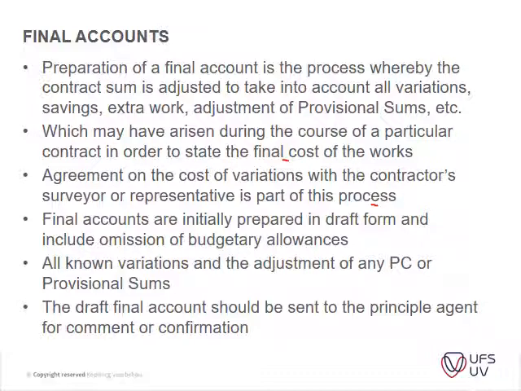Final accounts are initially prepared in draft form and include omissions of budgetary allowances. So it's basically those budgetary allowances that we spoke about, those PC amounts and provisional sums, that are omitted, and the actual cost is then added. So it's, like I said, just an administration type of procedure where you omit the one item and then you just add the new item. The draft final account should be sent to the principal agent for comment and confirmation.